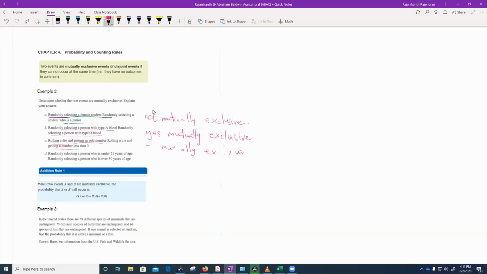Last one. Randomly selecting a person who is under 21 years of age, and randomly selecting a person who is over 30. Is it possible to have these two at the same time? No, it should be one age, right? We can't have two different ages. So it is not possible to have these two at the same time. Therefore, yes, this is mutually exclusive.